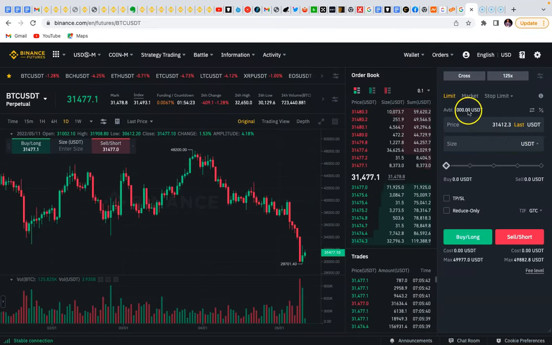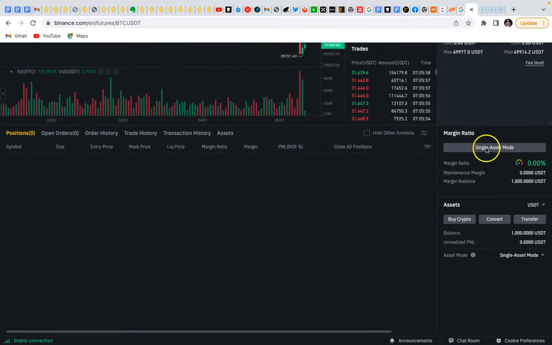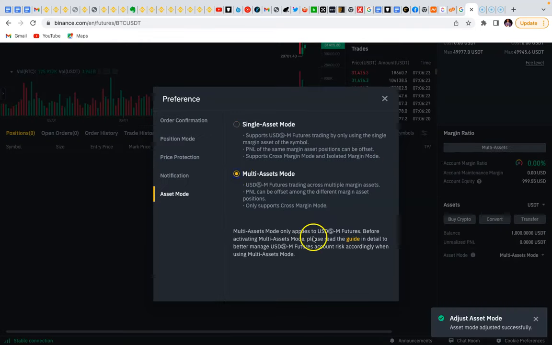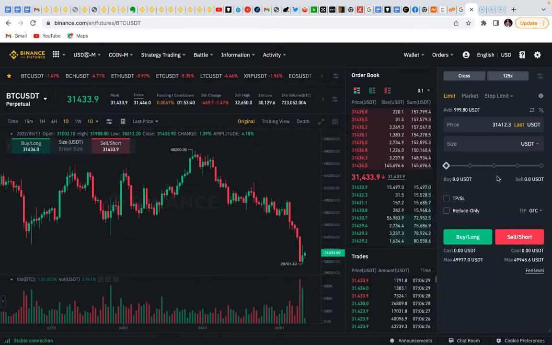All right, so I now have available USDT. What I'm going to do next is to divide this USDT, but I think I'm still on single asset mode. So the next thing you want to do is to switch this up from single asset mode to multi-asset mode. All right, so we have done that. We have been able to switch that up.